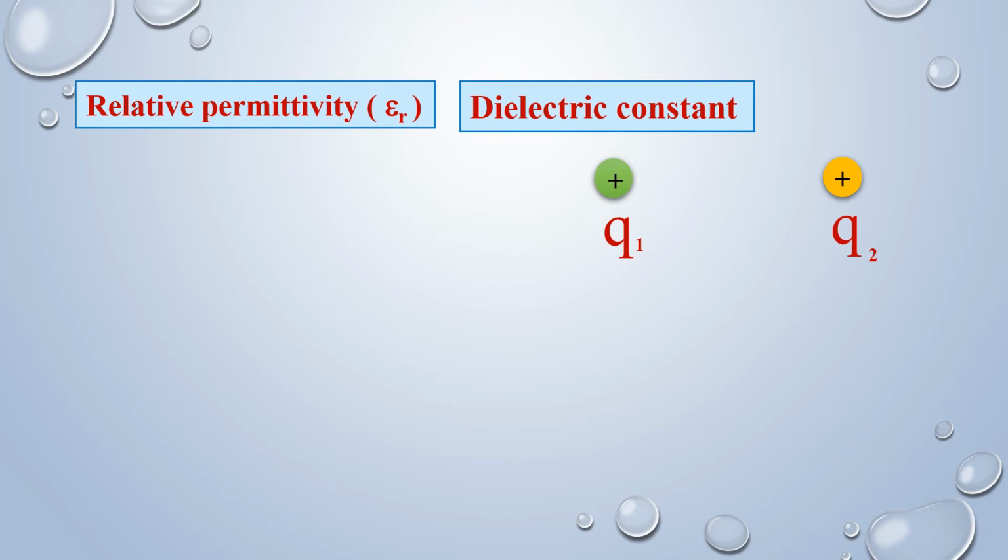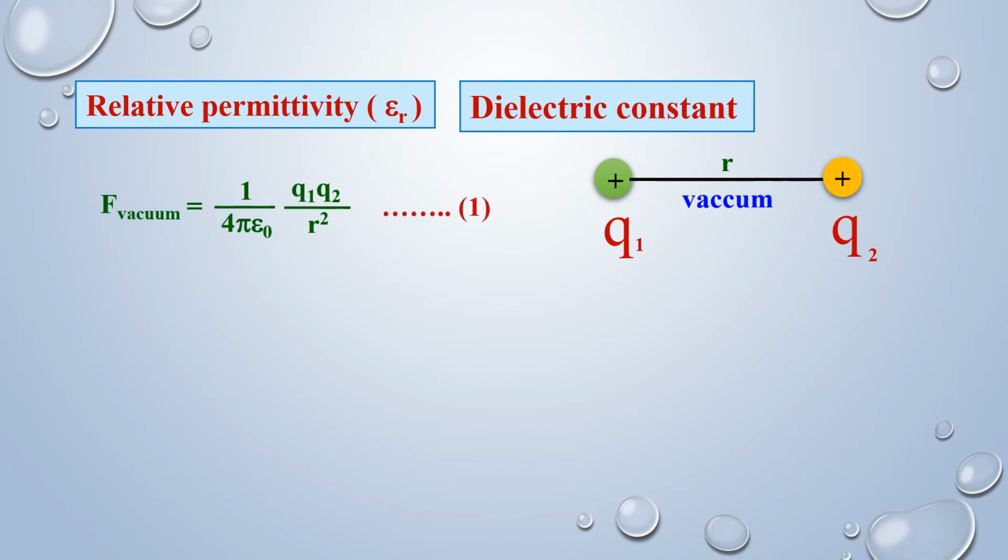Let us assume Q1 and Q2 now separated by a distance r, and both of them are placed in vacuum. So the expression that I can get from this is given as 1 upon 4 pi epsilon naught Q1 Q2 by r squared. Let us call this equation 1. Similarly, let us consider the same two charges now placed in a medium with the same distance of separation. The expression that I should now get is 1 upon 4 pi epsilon Q1 Q2 upon r squared. Let us call this equation 2.